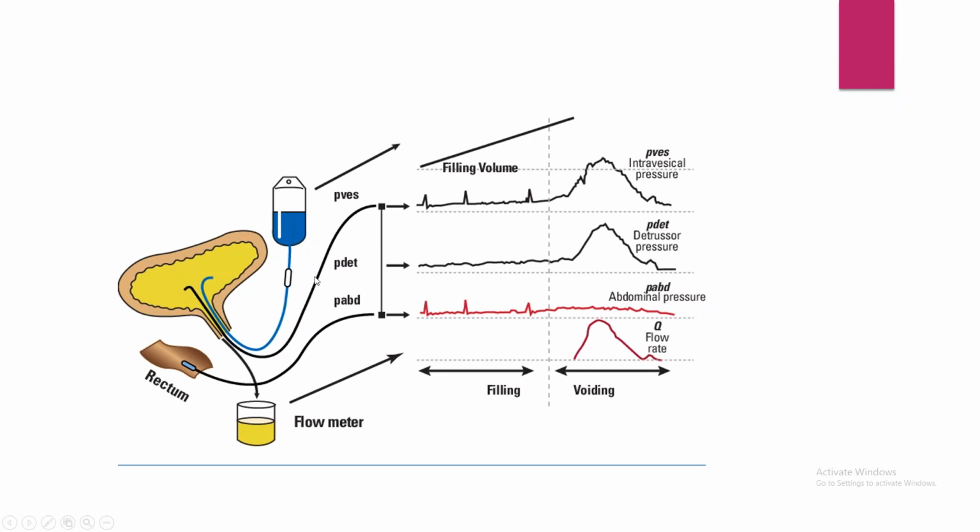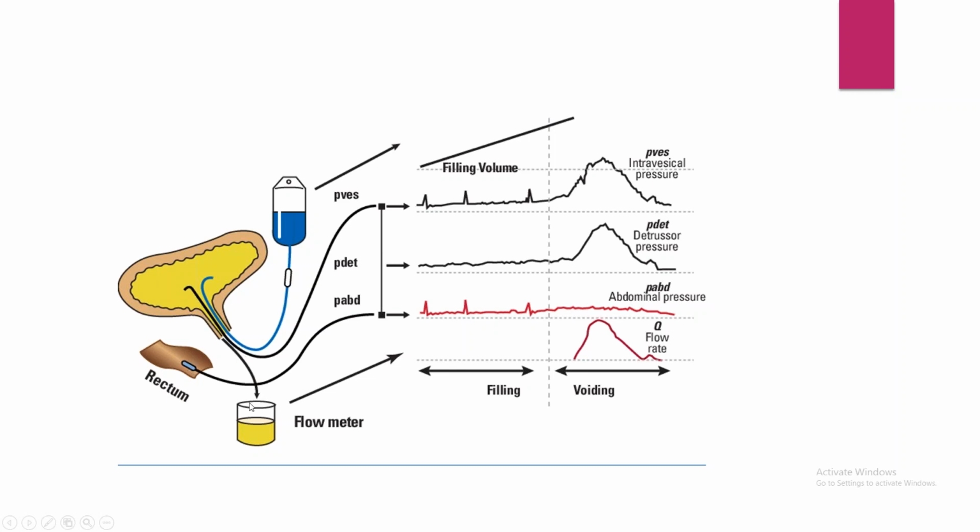Yes, this is the diagrammatic representation of exactly what I was telling now. See, this is the bladder. There are these two catheters. This blue line here, you are filling the bladder with normal saline. This black line in the bladder represents the pressure in the bladder, measured by a pressure transducer inserted inside the bladder. This is the third line. It measures the abdominal pressure by a catheter or transducer inserted in the rectum.